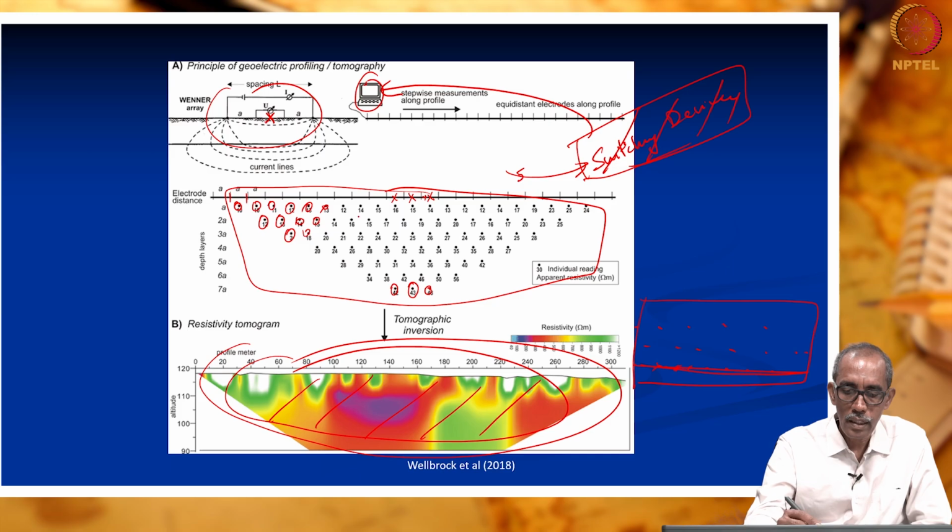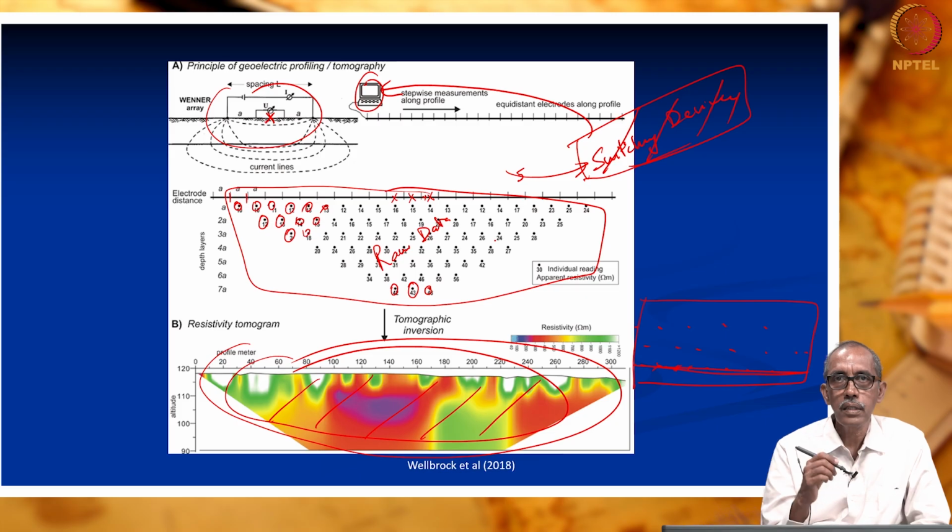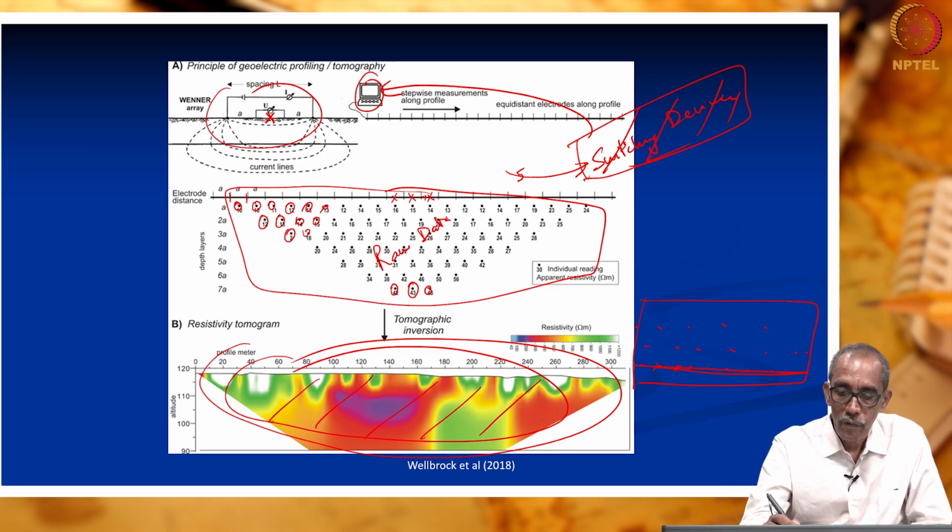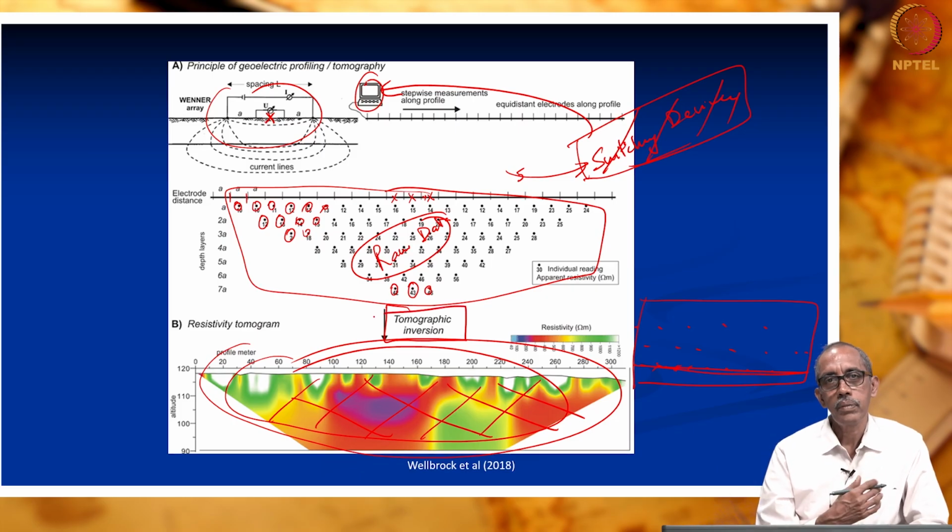This is the raw data. At all these black spots, we have the apparent resistivity data. Now, we convert the raw data to a subsurface image, a resistivity image. This process is known as inversion. It is something like inverse modeling we are doing.